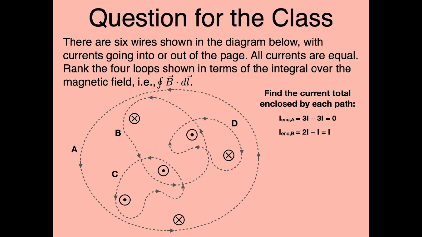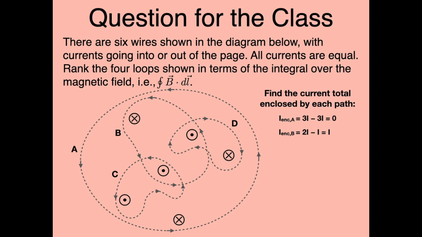For path B, if you look at path B, it encloses 2 wires that carry a current going out of the page, and it encloses 1 wire that carries a current going into the page. So the total enclosed current by path B would be 2I minus I, and then that just gives us I.